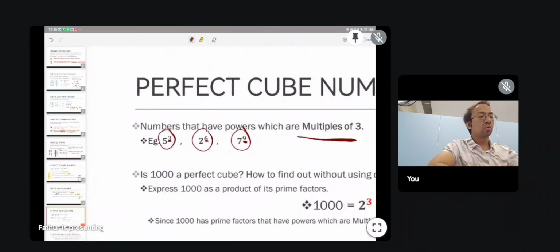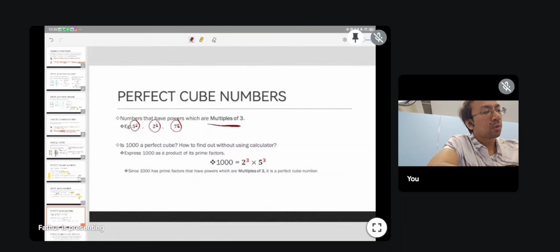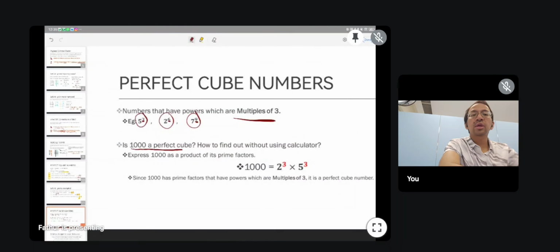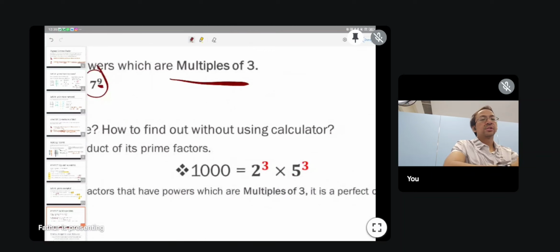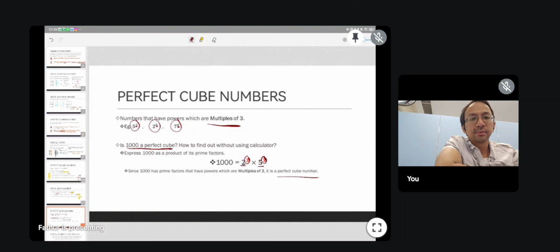Okay? So how to know whether, let's say I give you a random number, 1000, is 1000 a perfect cube? How to know? You reduce it to the product of its prime factors. So 1000 as a product of its prime factors will be 2 power 3 times 5 power 3. 2 cube times 5 cube. Look at both powers. Are both powers multiples of 3? Yes, they are. So it means it is a perfect cube.